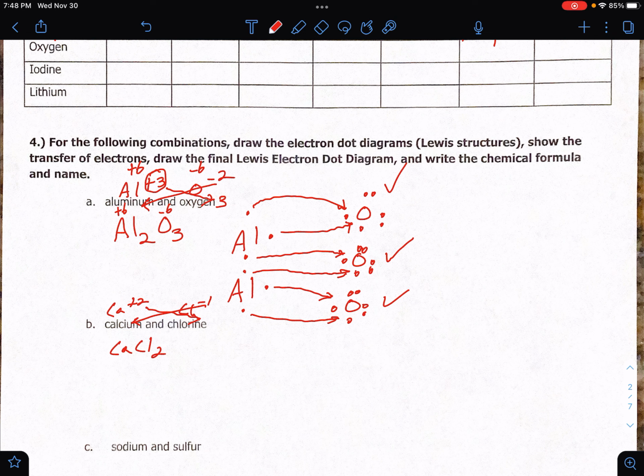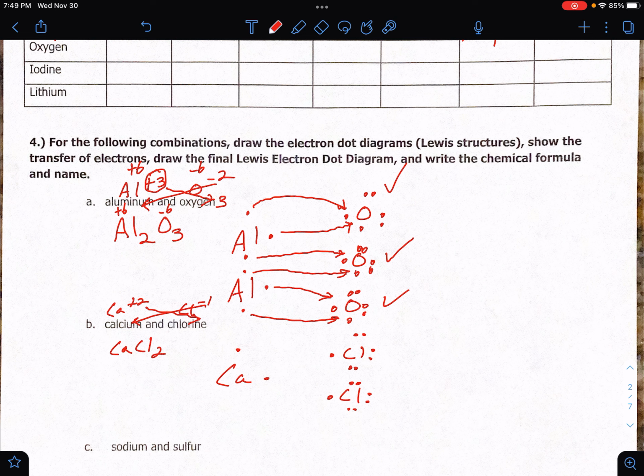So if I look at calcium, it has 2 valence electrons because it's in group 2A, so I'm going to do 2 dots. Now chlorines, I'm going to have 2 of them. Chlorine's in group 7A, so it's going to have 7. So 1, 2, 3, 4, 5, 6, 7. 1, 2, 3, 4, 5, 6, 7. So that means chlorines are really close. All they need is 1 more, and then they're good.